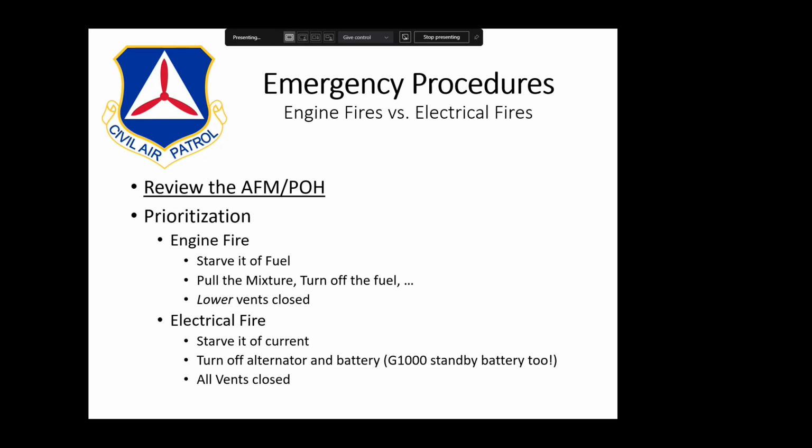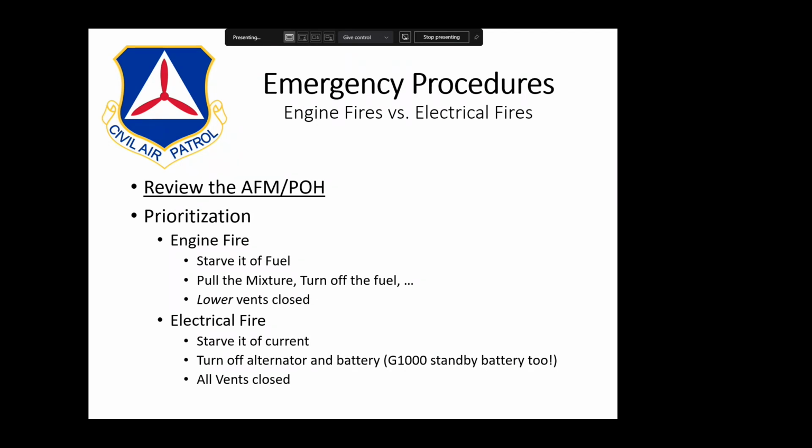What about electrical fire? Again, we're going to starve it of fuel. The fuel in this case is the current. So if you have an electrical fire, the first issue is getting all of your electricity turned off. Certainly your master and your standby battery are the key factors there.